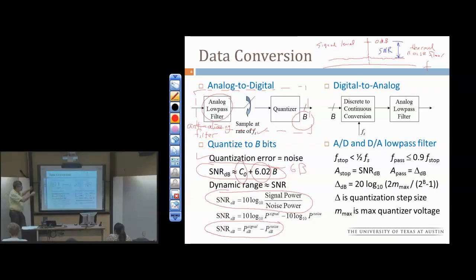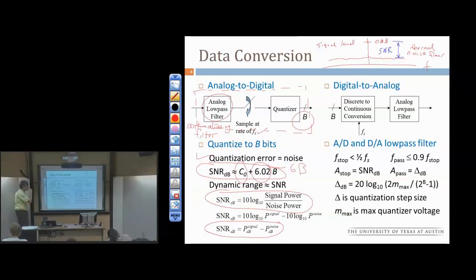Depends on C naught. So I can work this formula both ways. If I know the SNR in the system, it tells me how many bits I can reliably get, and any bits beyond that are just noise. Or I can say if I have a certain number of bits, it tells me what's the SNR of the signal level versus the quantization noise. So either way, I can work this formula either way.